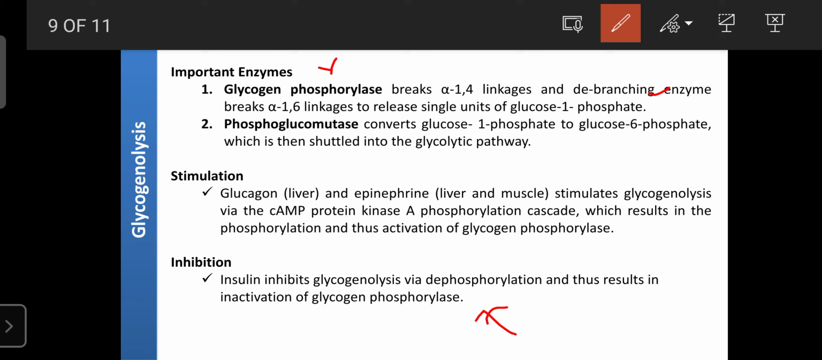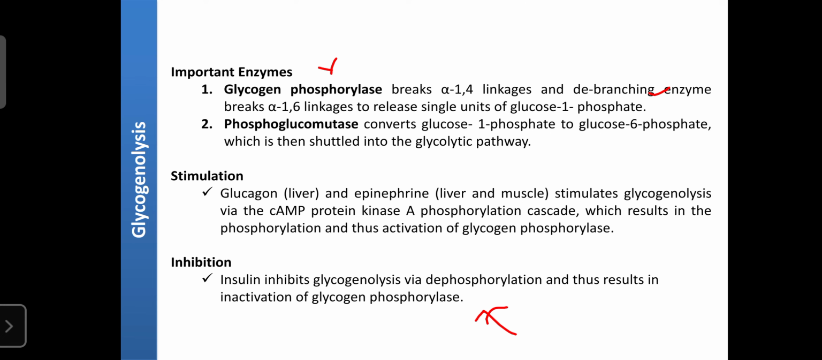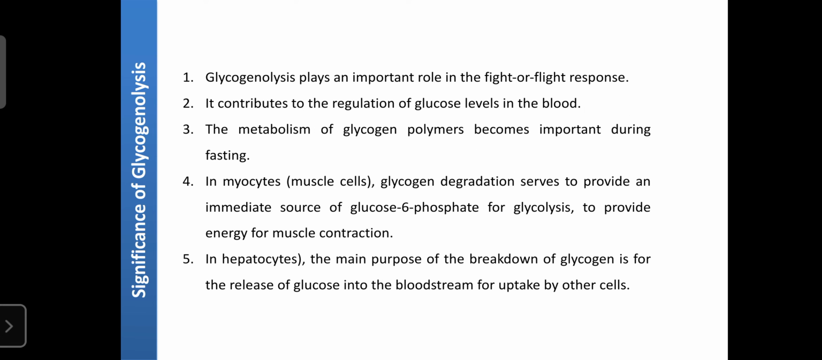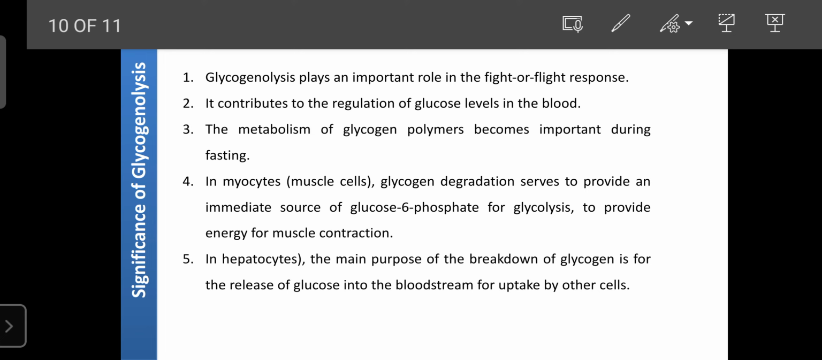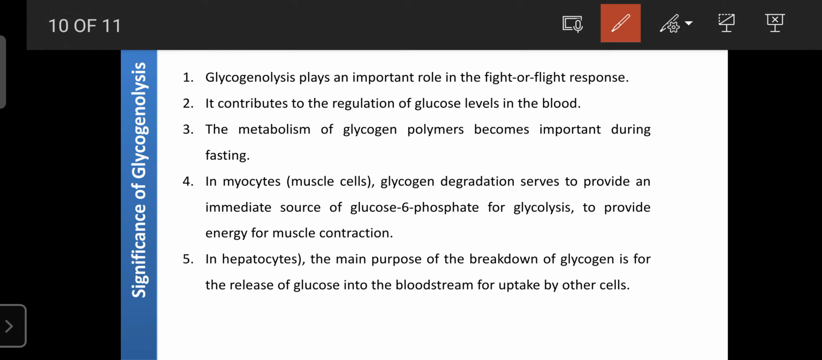Glycogenolysis continuously supplies energy and helps maintain plasma sugar levels. Regarding significance, glycogenolysis plays an important role in the fight and flight response. This is a response of the sympathetic nervous system, which helps in emergencies by continuously supplying energy in the case of stress. It can protect the body.